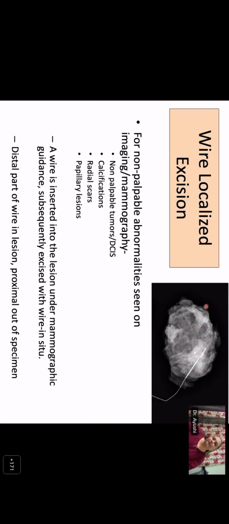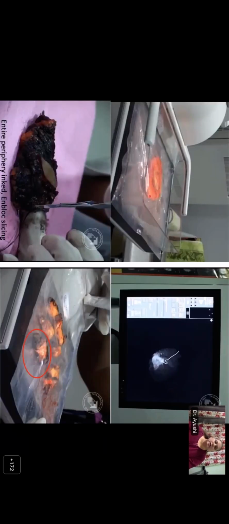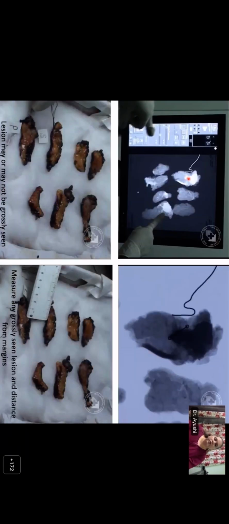So with the help of this guide wire, the surgeon excises the tissue from the breast, and the specimen comes to us with the guide wire in situ. We have to take it again to the radiology department to confirm whether the wire is still correctly in place at the abnormality, and then we serially slice the specimen from medial to lateral side. This time we do full thickness slicing and orient the slices in a sequential manner in the tray, and then radiography is done again to confirm which slice of our grossing the abnormality is in.